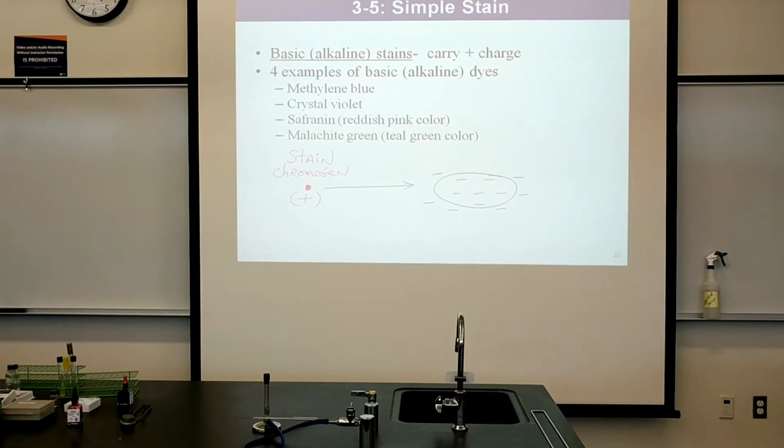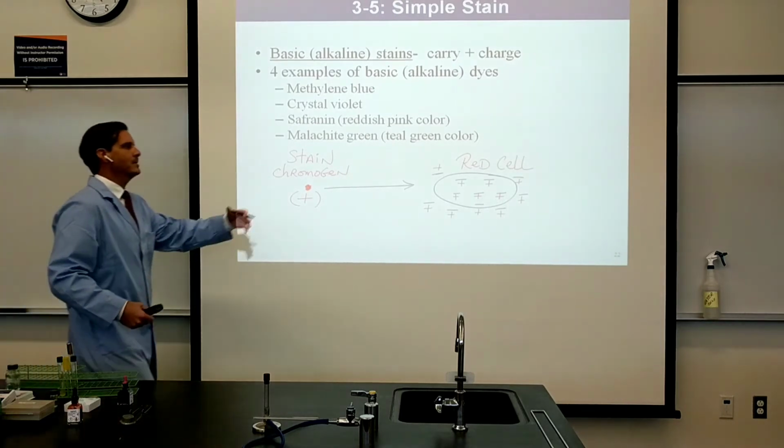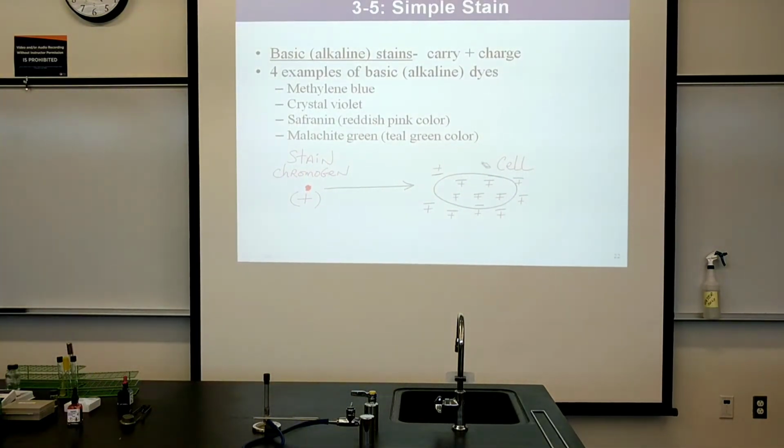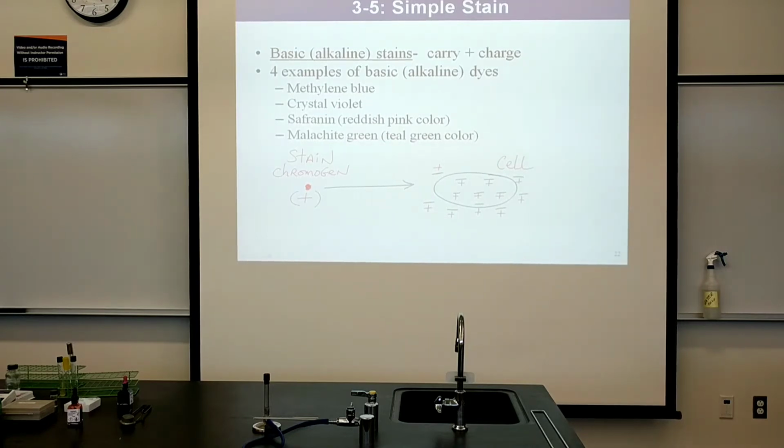So when the chromogen in the stain is mixed with the bacterial cell or whatever cells you're staining, we're going to see these positive charges attract and combine with the negatively charged cellular components. So now your cell is red. You end up with a red cell. Or whatever, maybe I don't need to specify red. Let's say a stained cell, because there are many different colors of stains. A stained cell. And that's how a simple stain works.